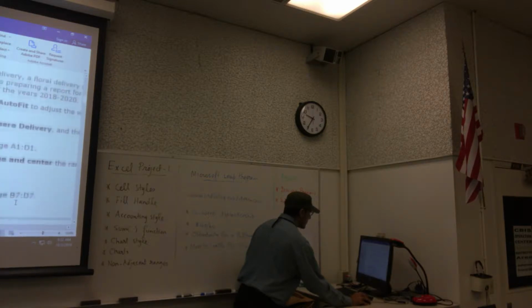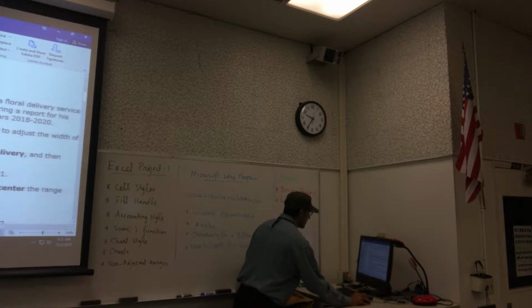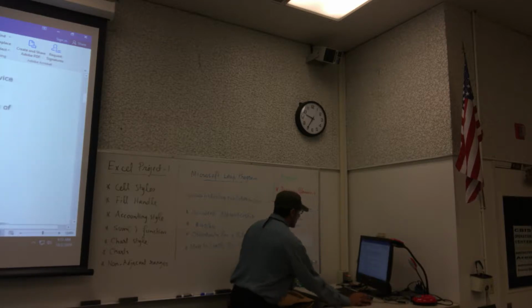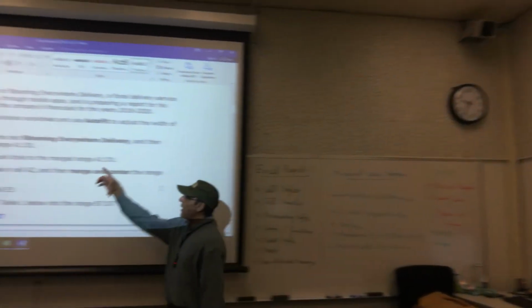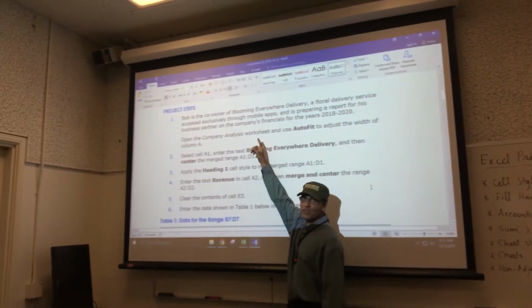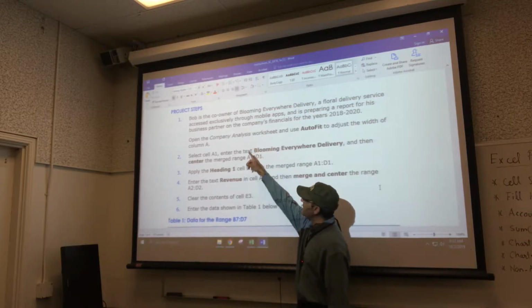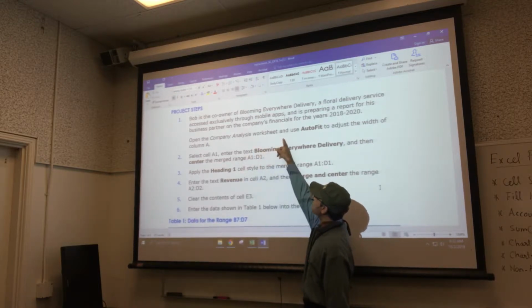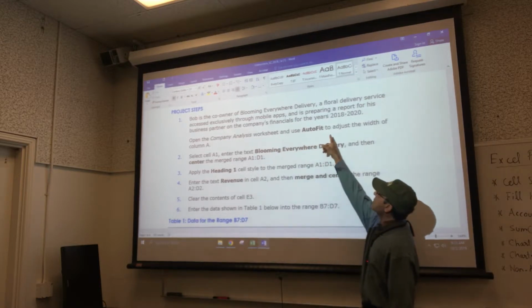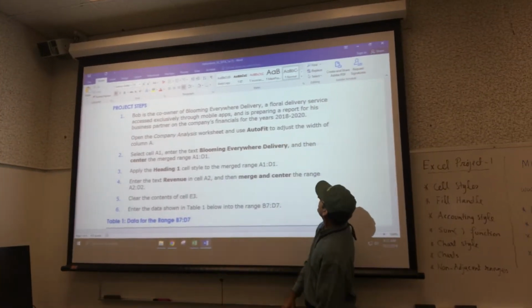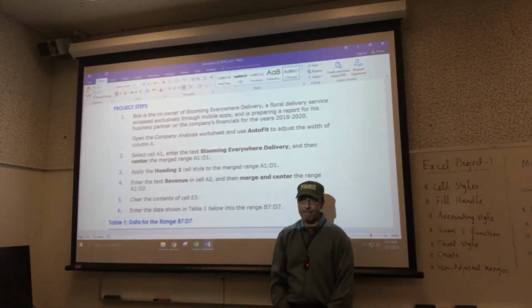How do I start this one? And let me close, make some more real estate here. So here's step 1. It provides you some information about the company, and the step is here. Open the company analysis worksheet and use AutoFit to adjust the width of column A.